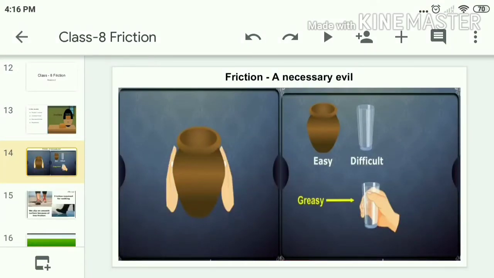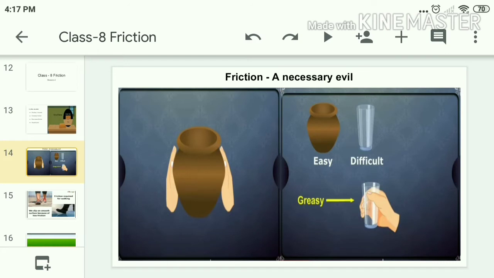Friction is an opposing force which develops between two surfaces in contact. In our daily situations, in some cases we observe that friction is necessary, but in some situations, it has harmful effects. What are the advantages and disadvantages of friction?